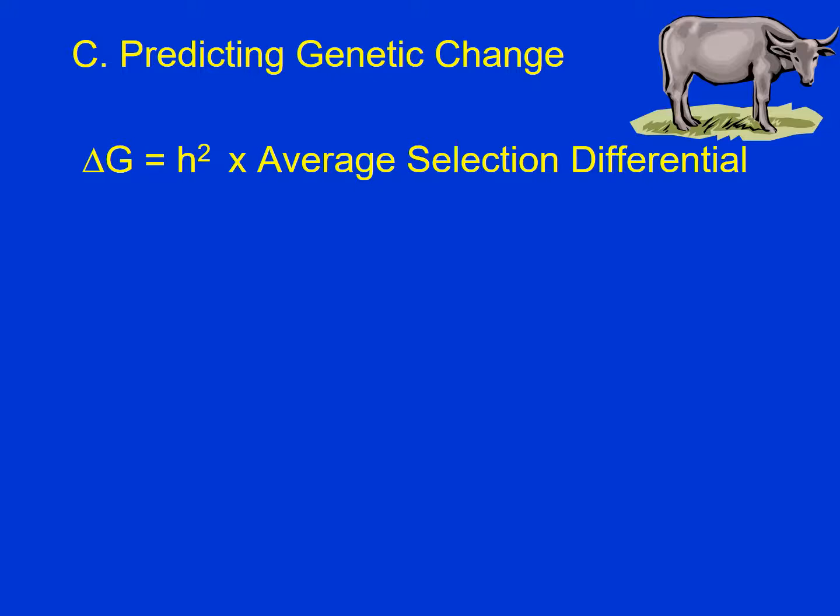So here's our equation for predicting genetic change, delta G. Delta is the symbol for change. G is the symbol for genetics. So the change in genetics equals the heritability for the particular trait times our average selection differential. The average selection differential is the superiority of our parents as a deviation from their pen mates or herd average. So let's go through an example.